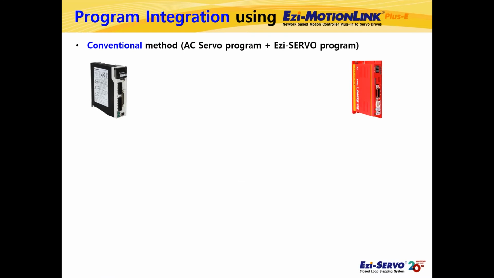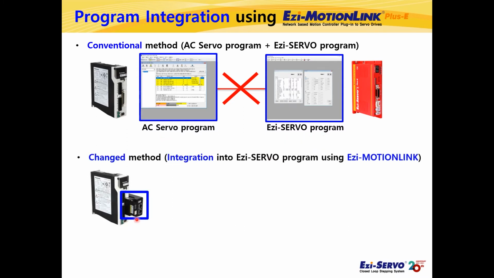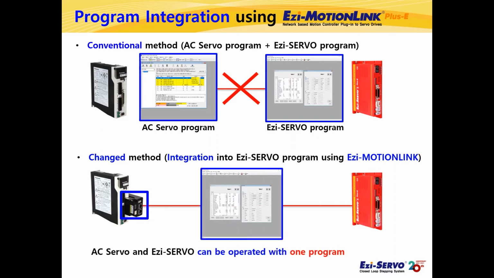Also, I mentioned that 2 different software environments were required to control 10-axis of Ezi-SERVO and 5-axis of Ezi-SERVO. But, if the customer uses Ezi-MOTIONLINK, 5-axis Ezi-SERVO can be used in the same Ethernet network and software environment using the API of Ezi-SERVO. In other words, a total of 15 axes can be operated with one program.